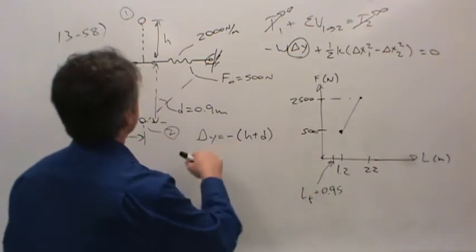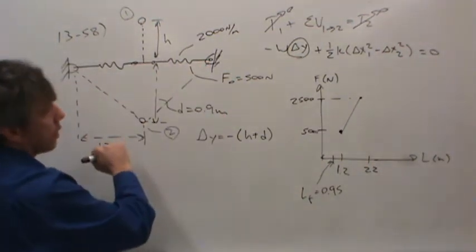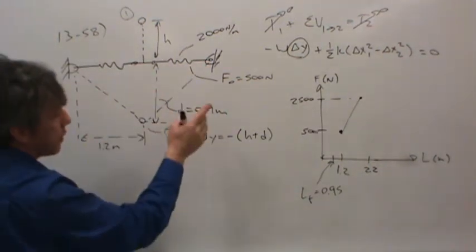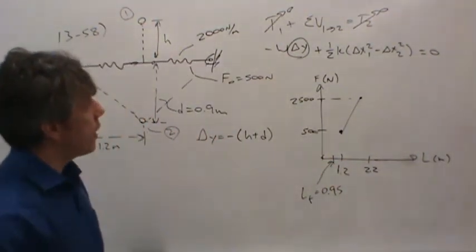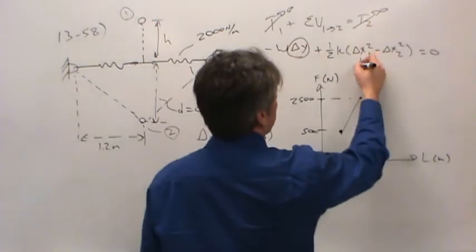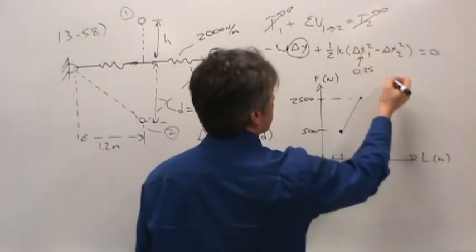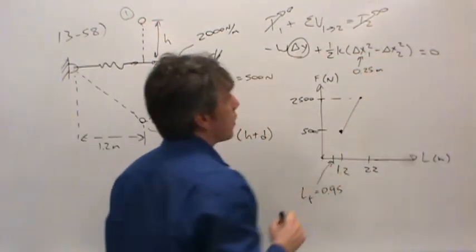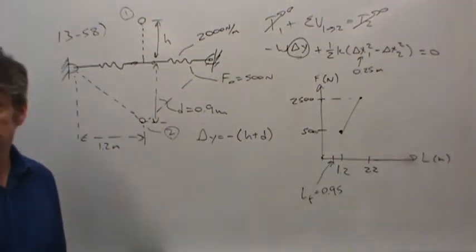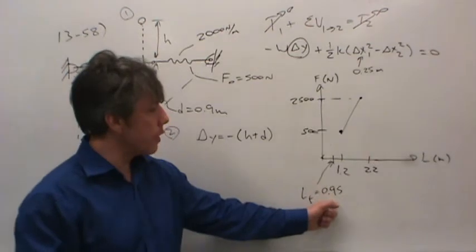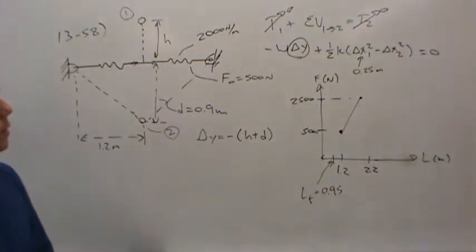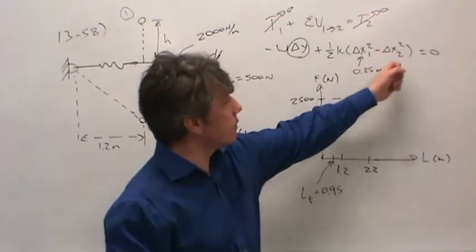At the initial state here, we've got 500 newtons in the spring. So the deflection is 1.2 less 0.95. So the deflection at 1 must be 0.25, right? Because the distance between 1.2 and 0.95 is 0.25 meters. So there's our initial deflection. Okay, how about the final deflection?